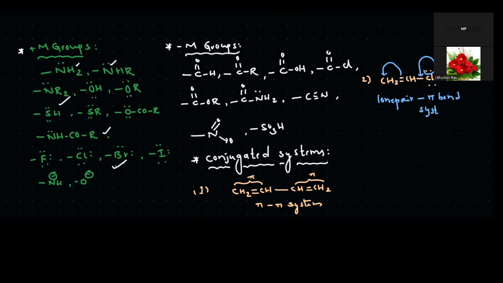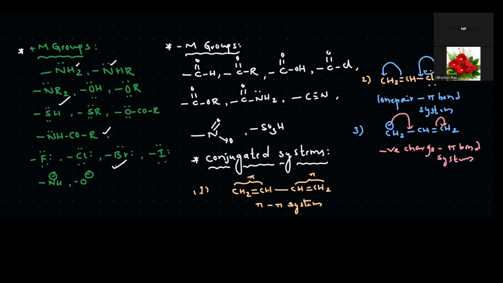Next, the third one: CH2 minus, CH double bond CH2. In this case, the carbon has a negative charge. This donates electrons to the pi system, and these electrons move towards the adjacent carbon. This is another kind of system, a negative charge pi bond system.